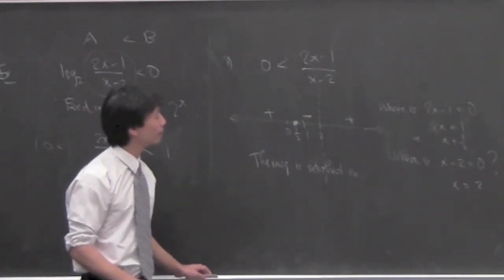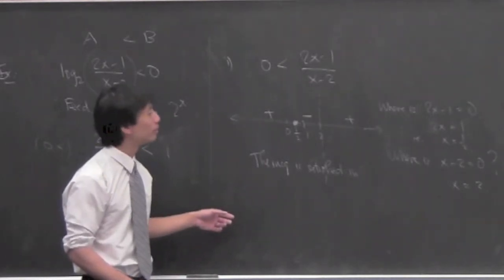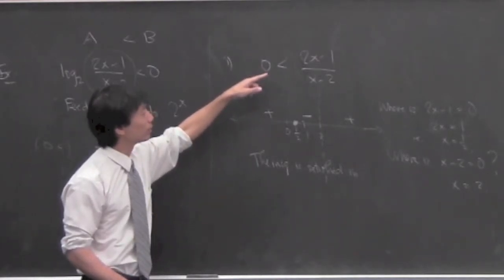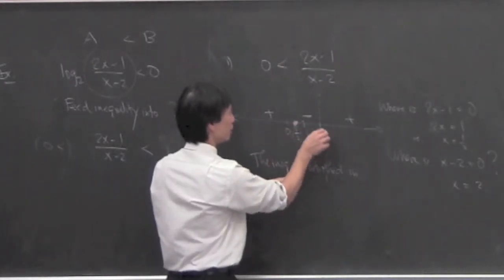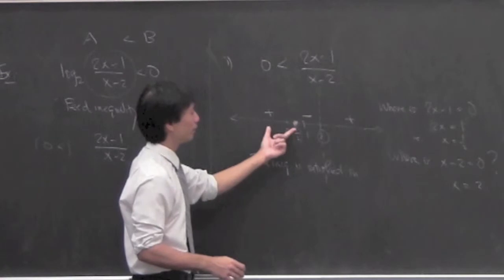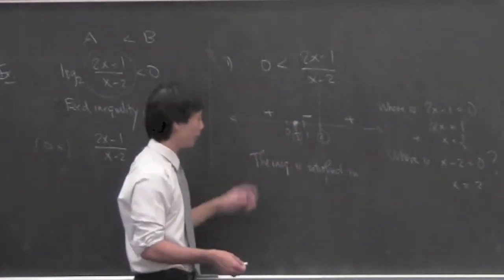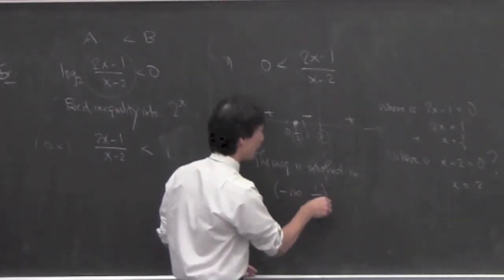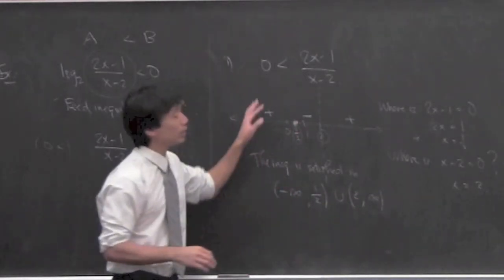Inequality is satisfied where? Between... is 0 or whatever value you took. This is 1/2, sorry, a half, and this is 2. Okay, so we're positive between negative infinity and a half, and then between 2 and positive infinity. Yes, 2, very good. Right, so between negative infinity and a half, and between 2 and positive infinity, this thing is okay.